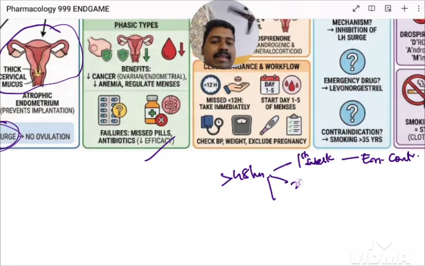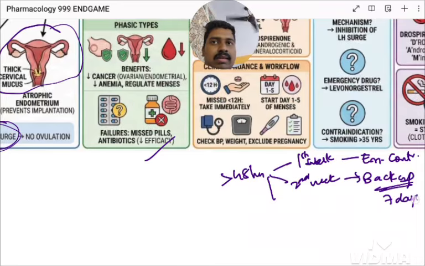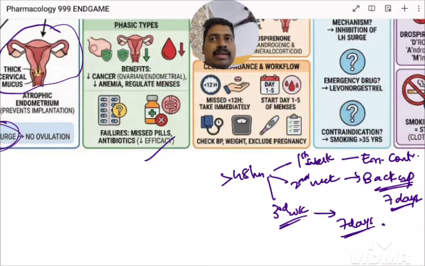If it is in the second week and more than 48 hours have passed without the pill, then you will have to give backup contraception for 7 days. Emergency contraception is not required. Now in the third week, just take the recent pill and use backup for 7 days. Again, no need of emergency contraception.